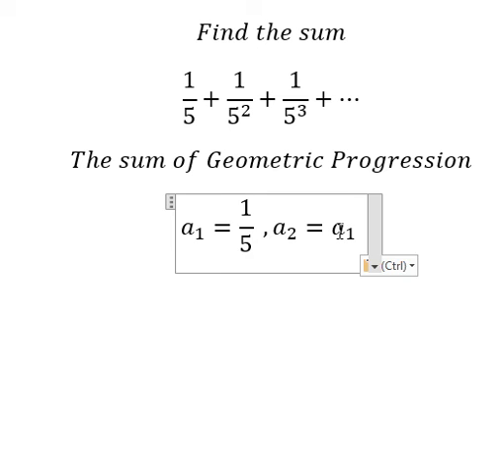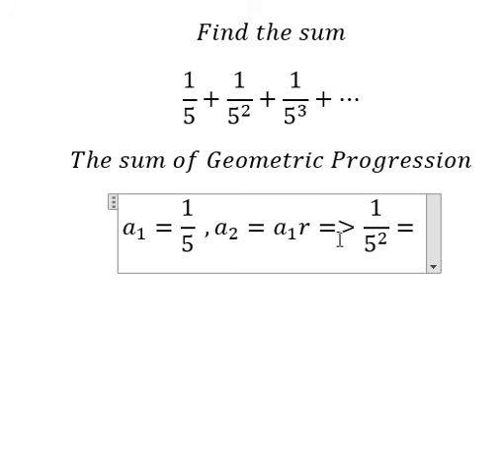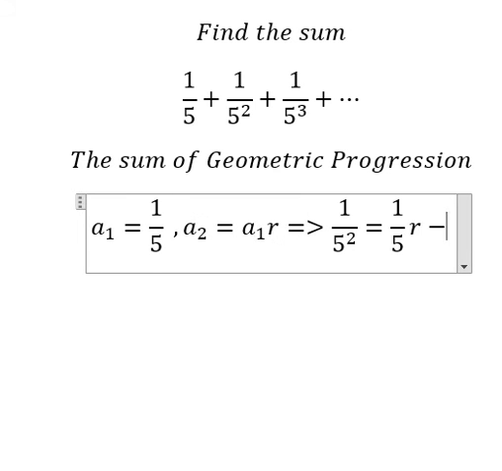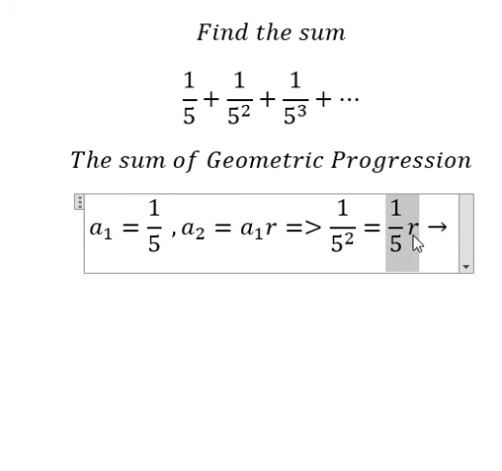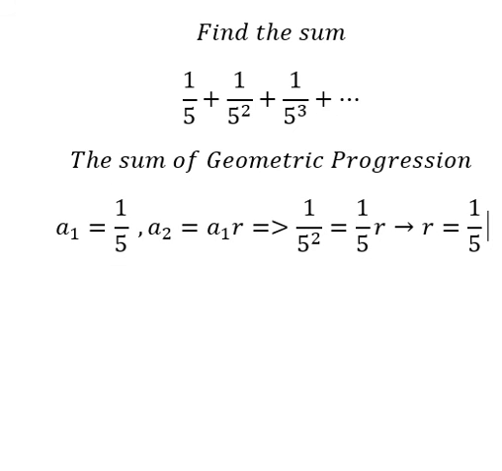multiplied by r. So we need to find the common ratio. So we have a2, that's this one, equals a1, that's 1 over 5. And now we can find the common ratio in here. So we divide both sides by 1 over 5. And we have r equal to 1 over 5.